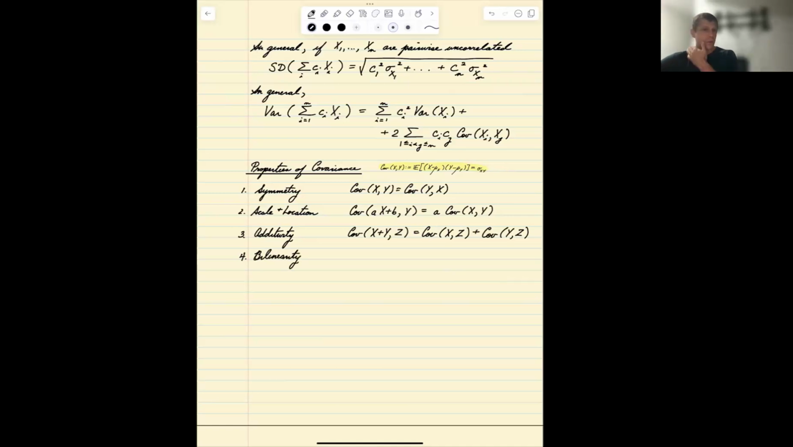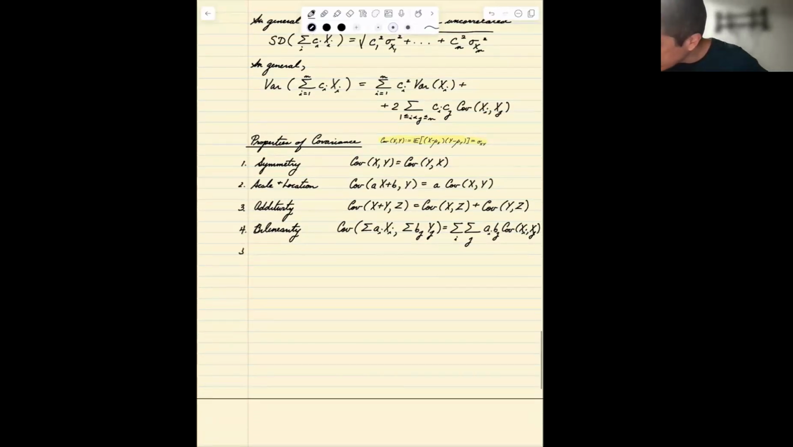So scale and location with additivity gives us this property called bilinearity, which is that if we have a linear combination of random variables on the left and a linear combination of random variables on the right, we just get the whole thing to come out as a sum, so we can break it down into a sum over i, sum over j. For each term, we pull out the constant a_i for the left, b_j for the right, and we get the covariance of x_i with x_j.